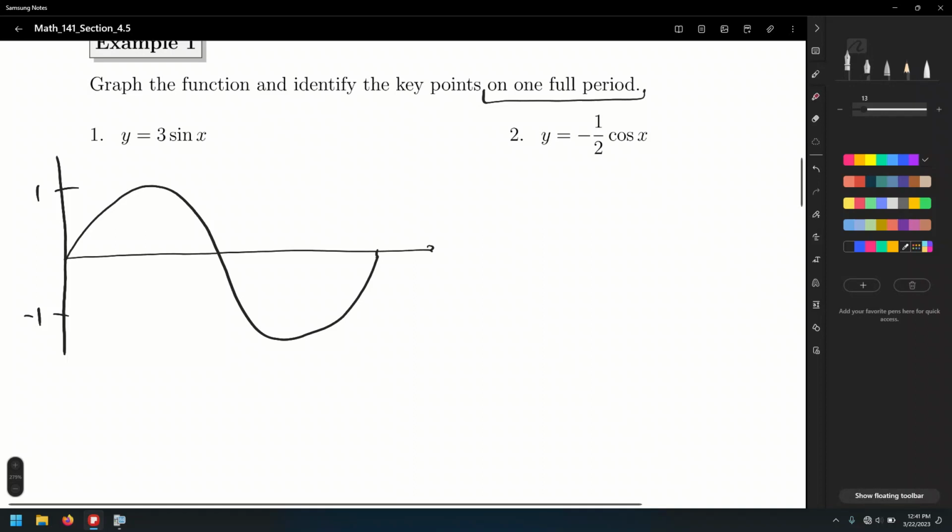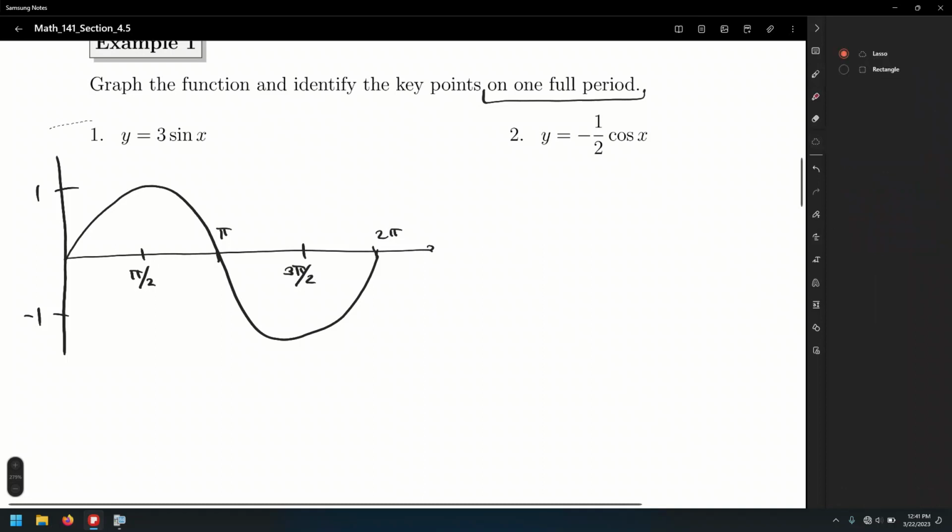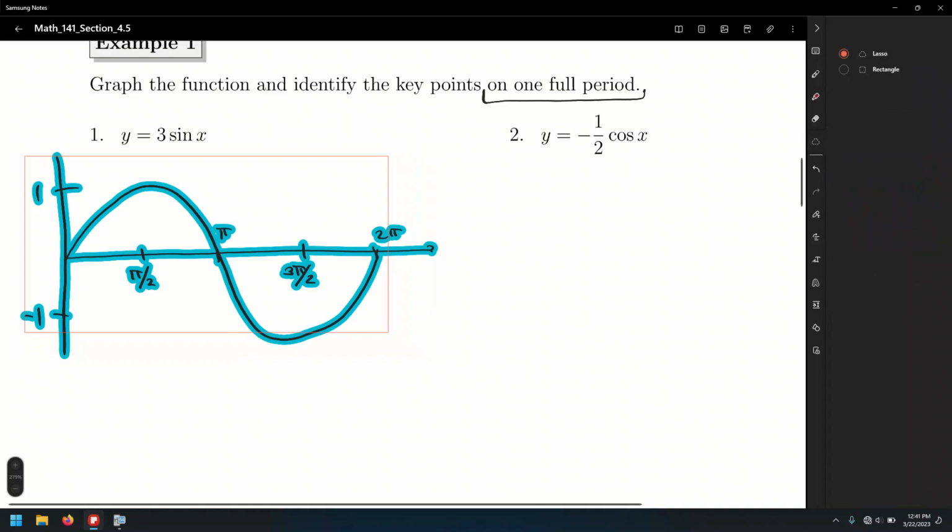Where the graph completes one full cycle at 2 pi, half of the cycle is pi, a quarter of a cycle is pi over 2, and the third quarter of a cycle is 3 pi over 2. All right? So those are the 4 key points for the sine function.